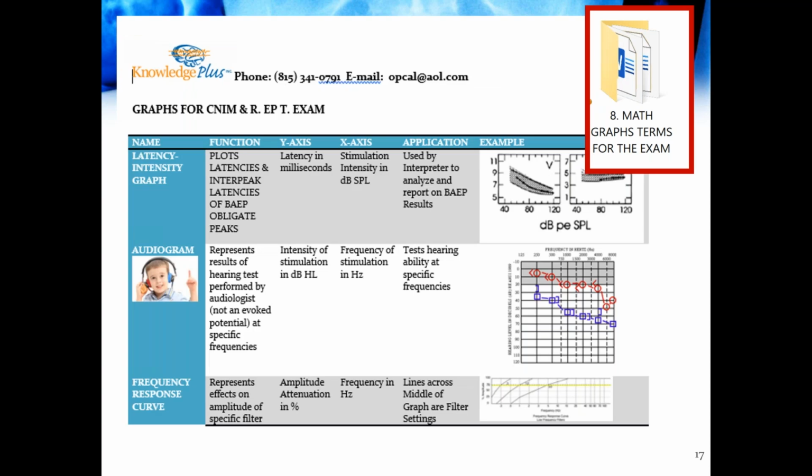I've created another worksheet called graphs to know. So there are several different graphs that might come up on the exam. And again, this is just a snippet of that worksheet. That worksheet is many pages long, but what you should be familiar with is what is on the x-axis, what is on the y-axis, and then what does it tell us? What function does it serve? And then lastly, how would I use that in my clinical practice?